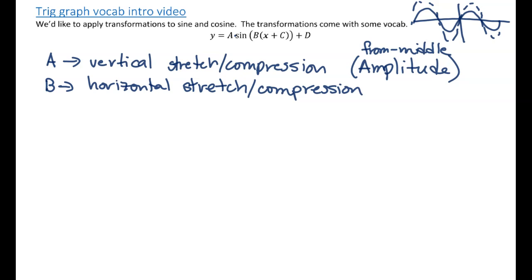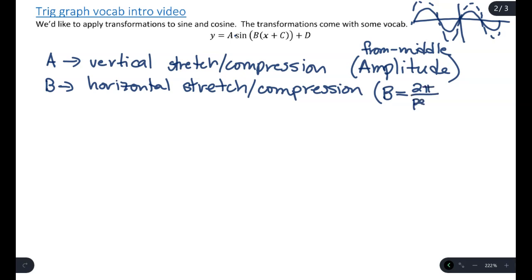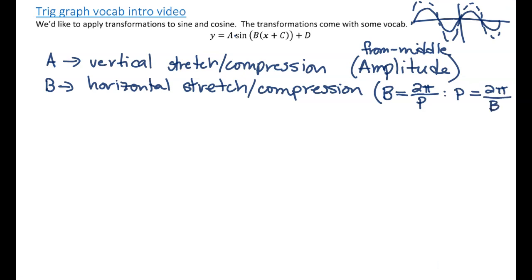So this one's a little trickier to say. I think it does actually have a name, but I don't ever remember it or use it. What I would remember here instead of a specific word is that B is related to the period. So B is always going to be 2 pi divided by your period. I'm just going to use P that we used earlier. And you can solve that for P as well. And interestingly, since it's just this nice simple reciprocal relationship, it just switches the P and the B.